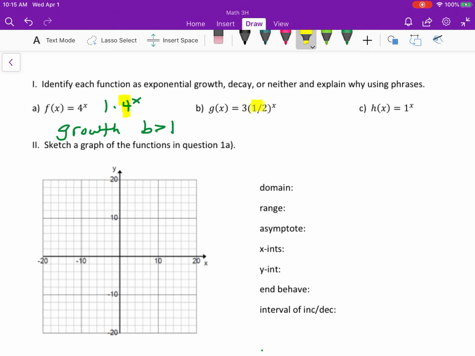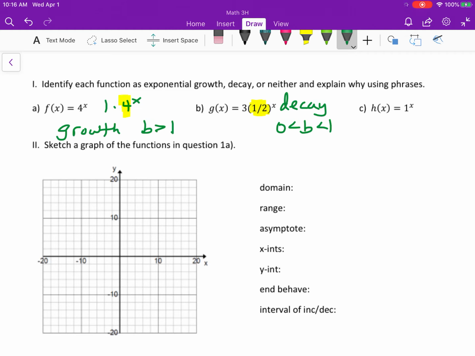So if you look at the second one, it's got a growth rate of a half. If you'll remember, if it's between 0 and 1, it's actually decay. Don't worry about negatives. Negatives should not exist there, and if they do, there's a mistake. You can't have a negative growth or decay rate.